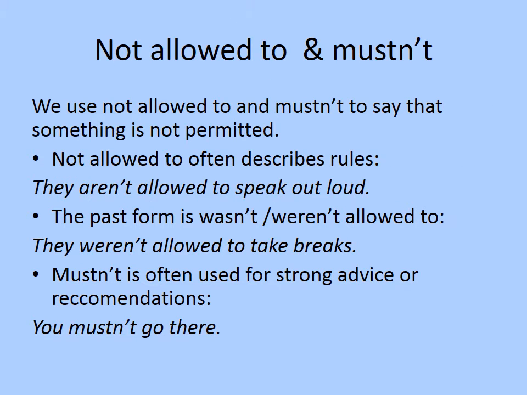Not allowed to and mustn't. We use not allowed to and mustn't to say that something is not permitted. It means that you cannot decide if you want to do it or not. It's a rule, let's say. Not allowed to often describes rules. Example, they aren't allowed to speak out loud. Maybe in a library or it doesn't matter, but the rule is that you cannot do it. You are not allowed to do it. The past form is wasn't or weren't allowed to. They weren't allowed to take breaks.